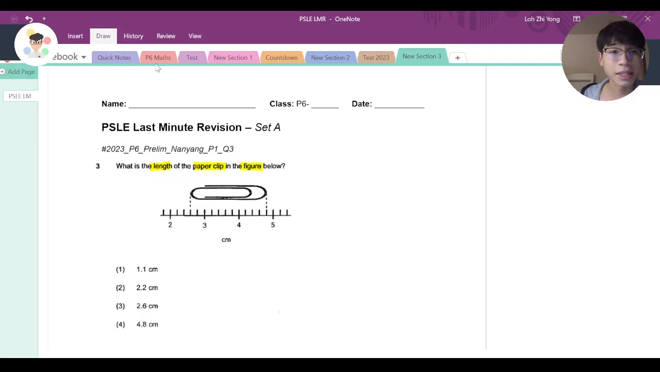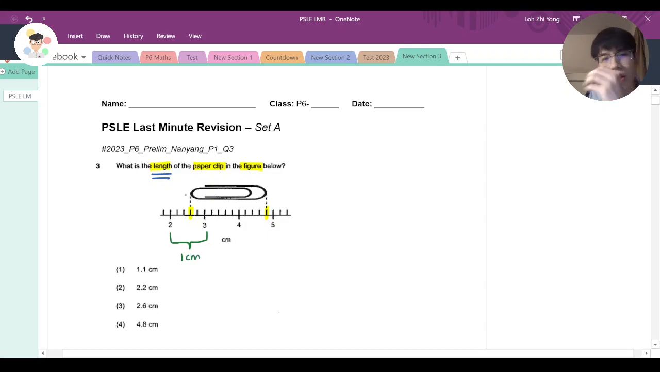The first thing you must understand is that if you want to measure the length of an object using a ruler, we always start from 0. But this time we do not start from 0, so we must know what the measurement is here and what the measurement is here. First, we need to find out how many gaps there are between 1 cm. Let's count 1, 2, 3, 4, 5. We have 5 gaps, so we use 1 divide by 5, which is 0.2, which means each gap increases by 0.2.